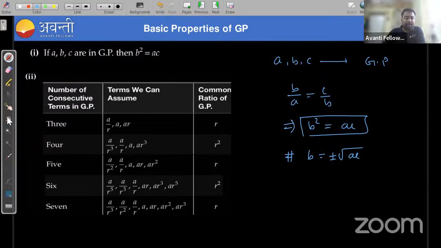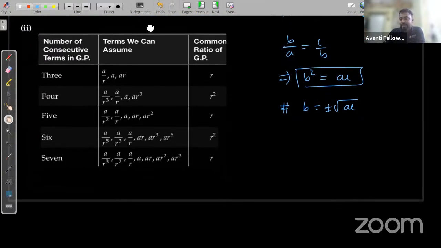And coming to the second one. Like in arithmetic progression, when you are supposed to take three consecutive terms of GP, how can we choose or take consecutive terms of GP? When three numbers are in GP and you need to suppose them, how can we take them? What is the way to take them?